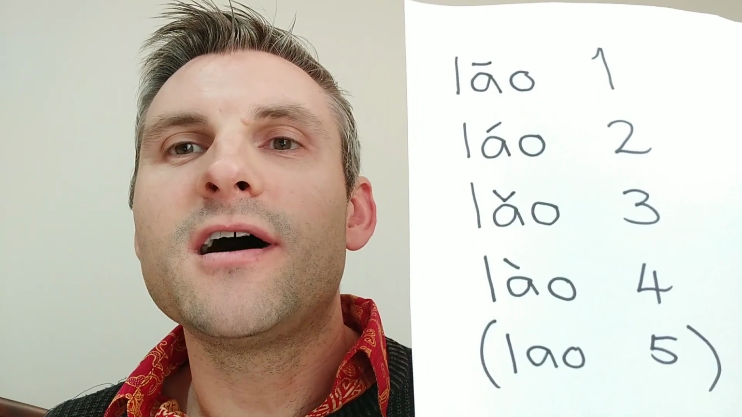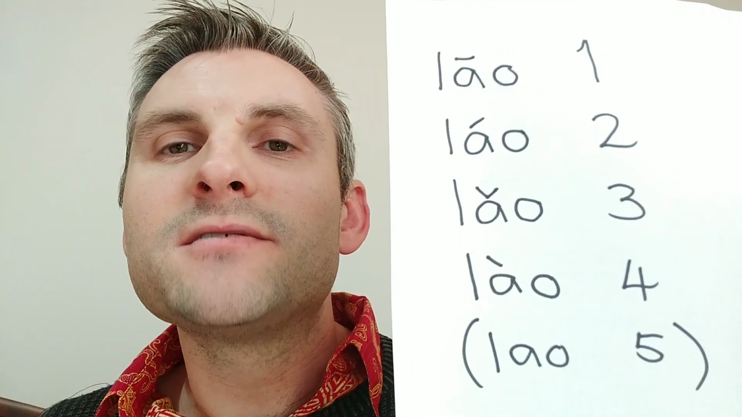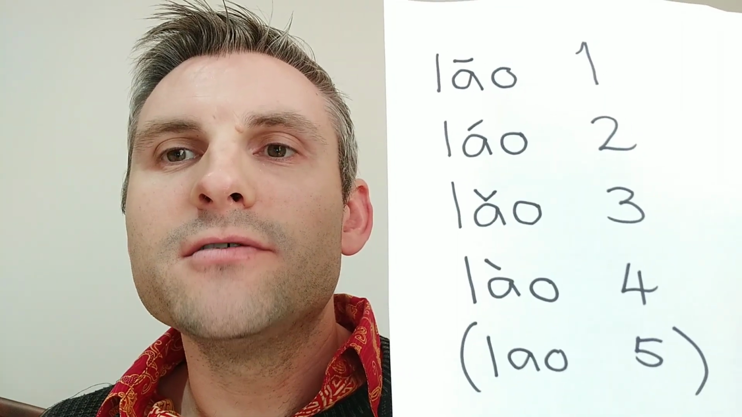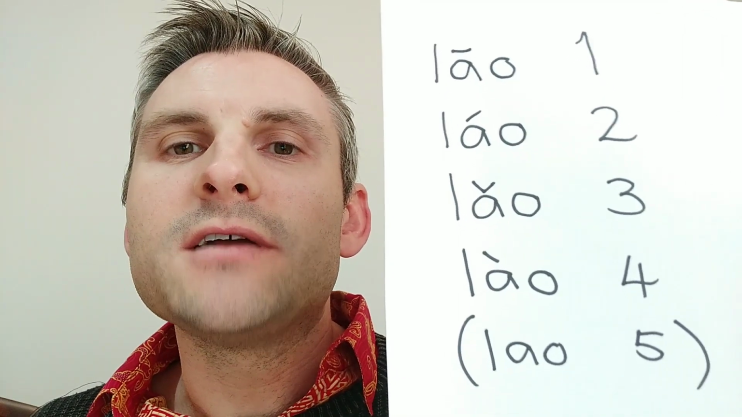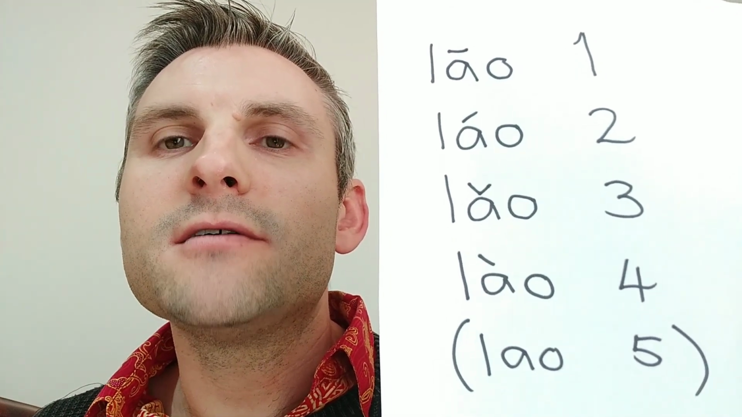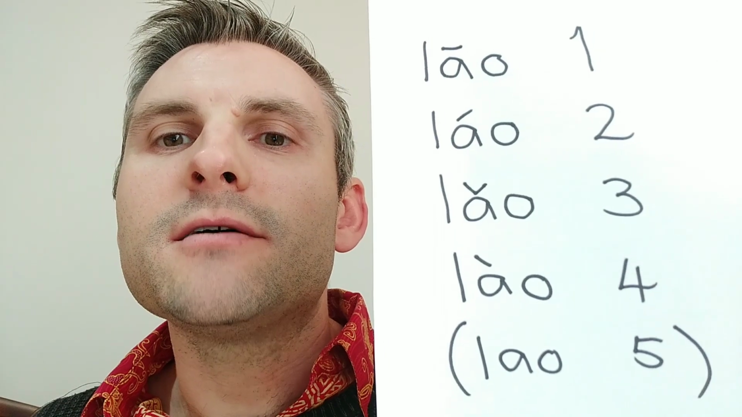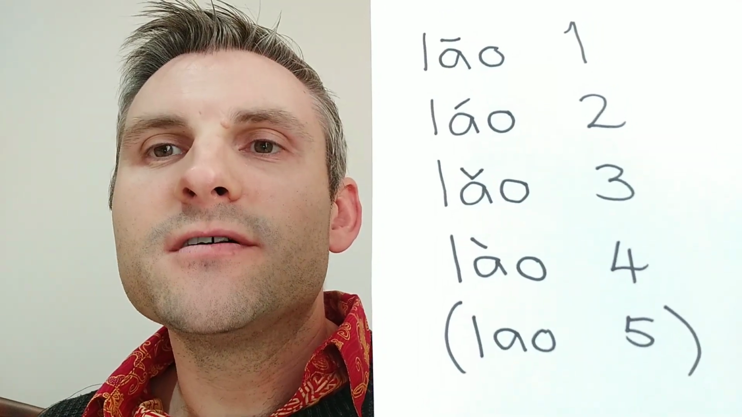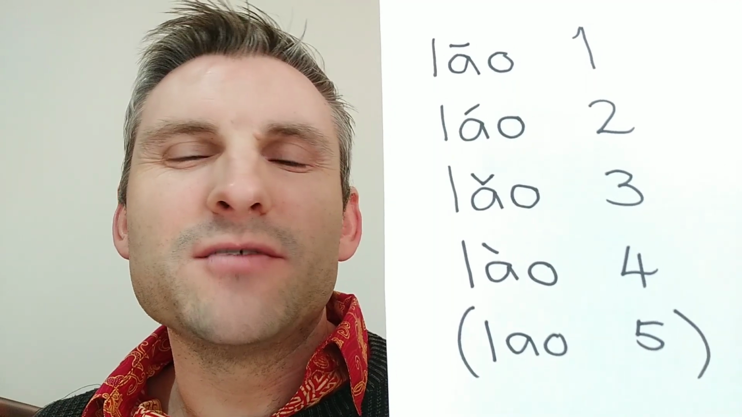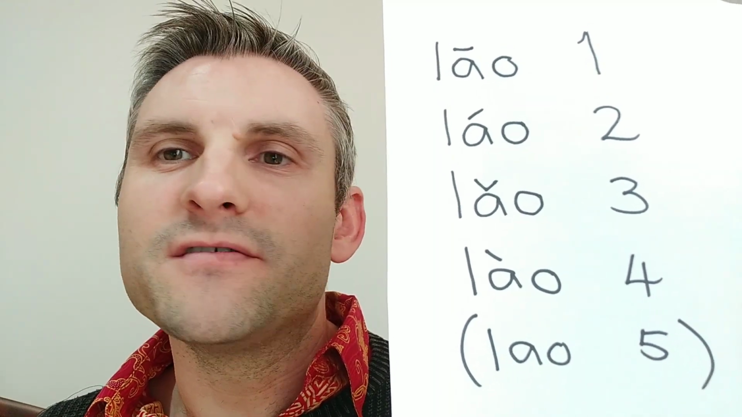Okay, so tone 1, high, is lao. Tone 2, rising, is lao. Tone 3, low, is lao. And tone 4, falling, is lao. Lao, lao, lao, lao. Sometimes on the end of a word we have a neutral tone, where it doesn't really matter so much how you say it, but that's not very often.